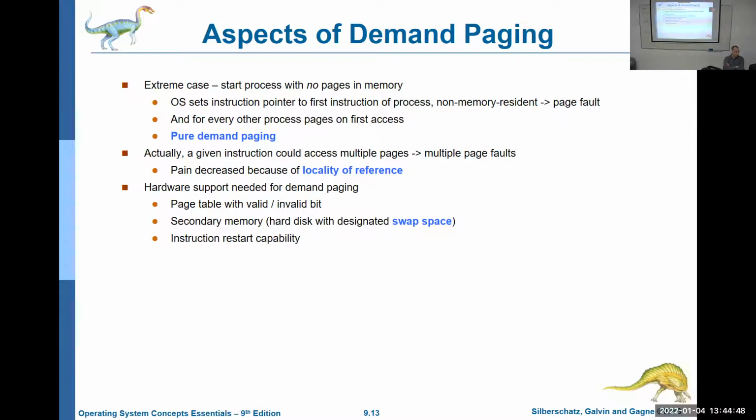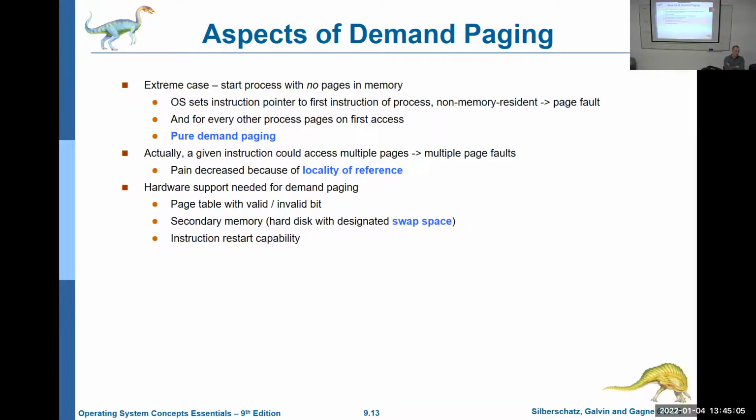Okay. Hardware support needed for demand paging. We need to use some hardware support for this. We need a page table with the invalid bit. We need obviously a hard disk with designated swap space.